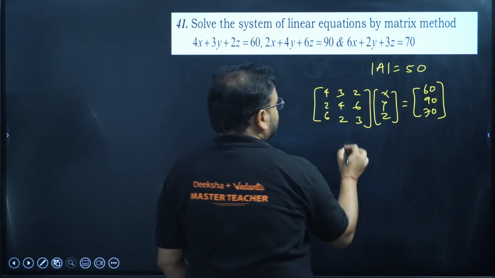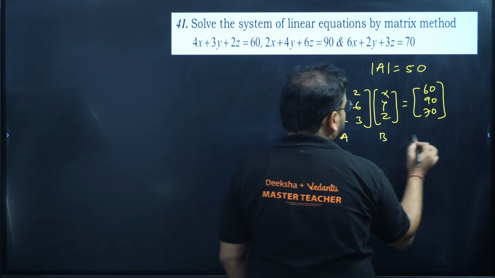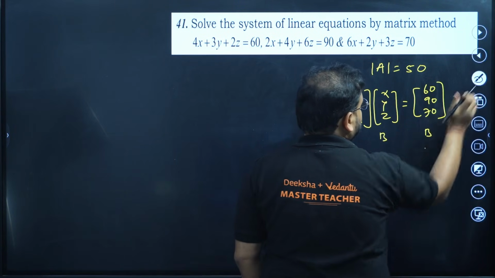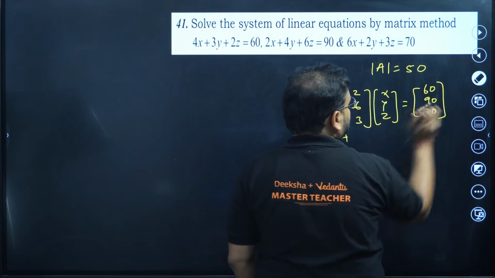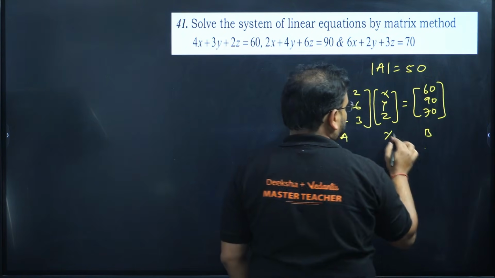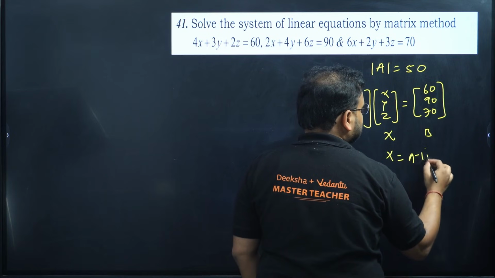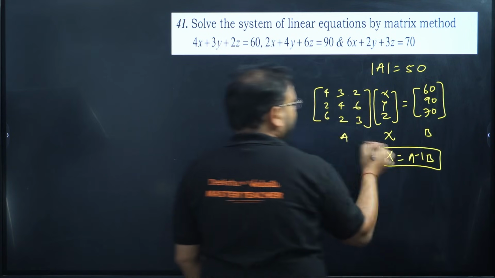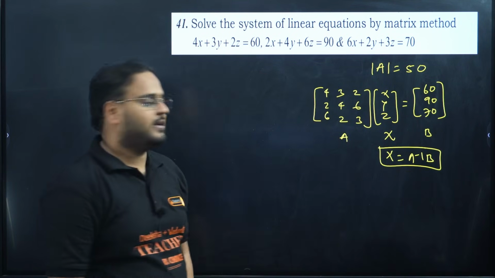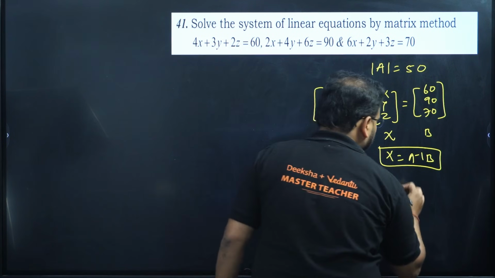So this is your matrix A, this is B, sorry, this is B, and this is X. This matrix is X over here. Okay, now to find X, I need to find what? A inverse B. I have to take A inverse B to find X, right? How do you find A inverse? The formula for A inverse is what, bacha?